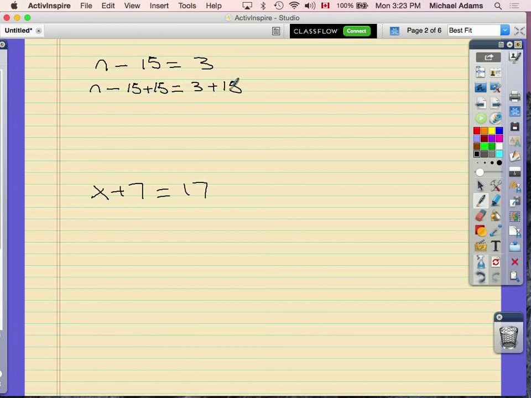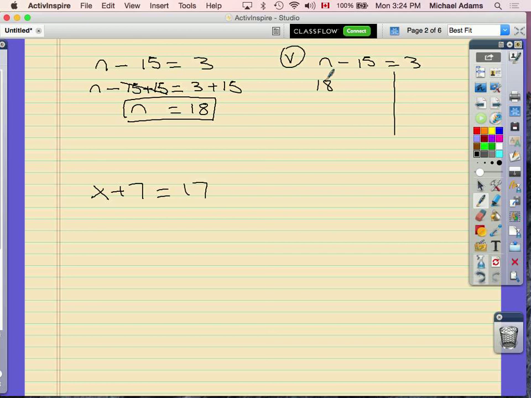So let's just review. Why did I add 15? Because I have a minus 15, and plus 15 is the opposite of minus 15. Because these are opposites, they cancel out. So on the left side, I'm just left with n, and on the right side, I'm left with 18. Okay, let's verify. To verify, the V for verify, write out my equation, line under the equal sign, substitute n.